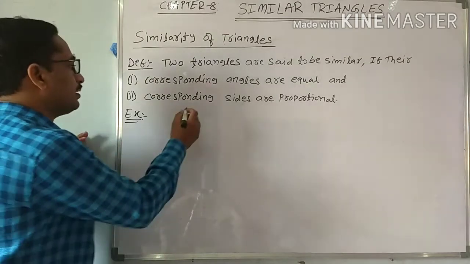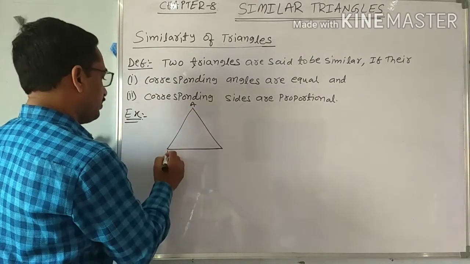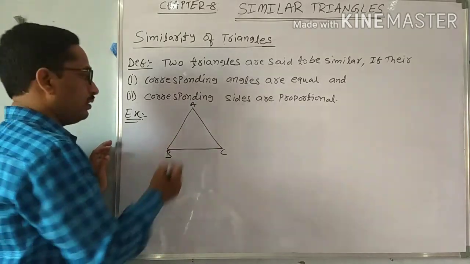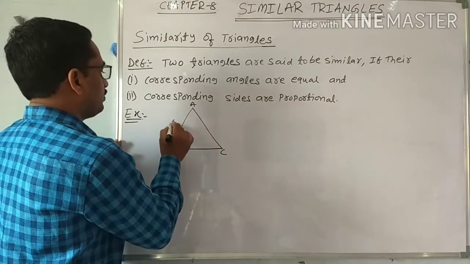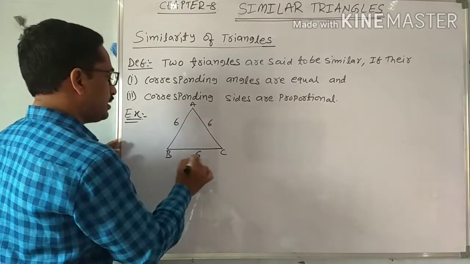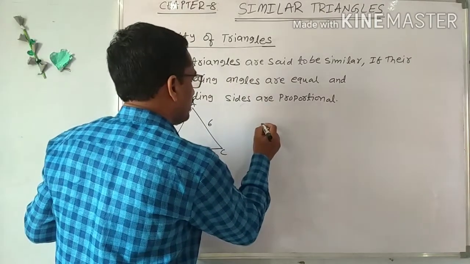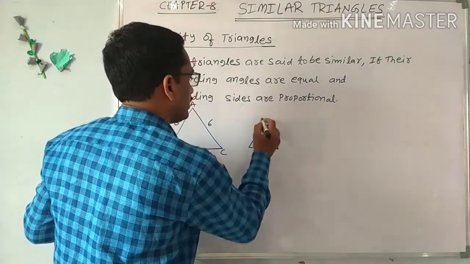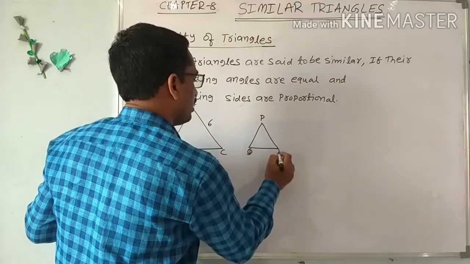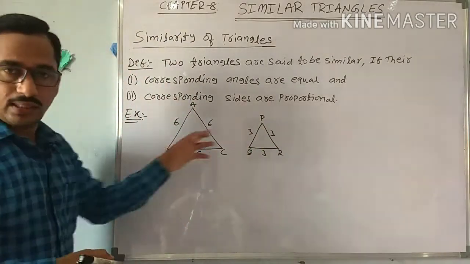Here I am taking two equilateral triangles. The first one is ABC, with sides 6 centimeters, 6 centimeters, 6 centimeters, and the angles are 60 degrees. And the second triangle, I am taking the same kind of equilateral triangle PQR, 3 centimeters, 3 centimeters, 3 centimeters. All the angles are the same.